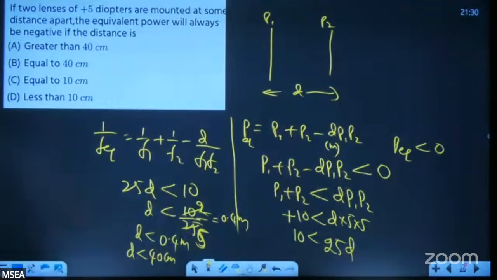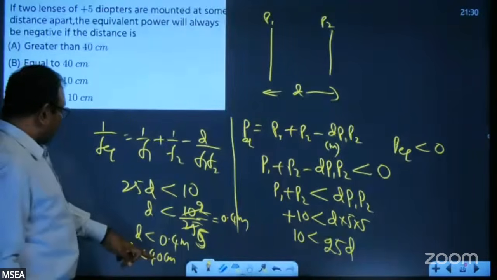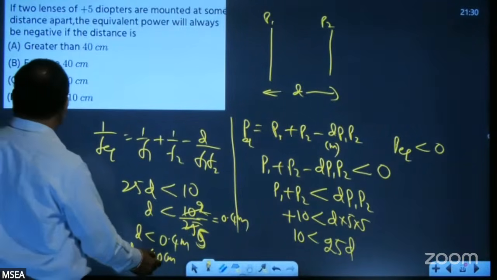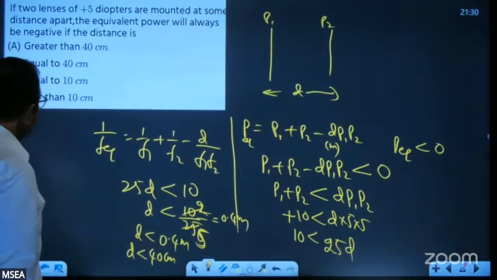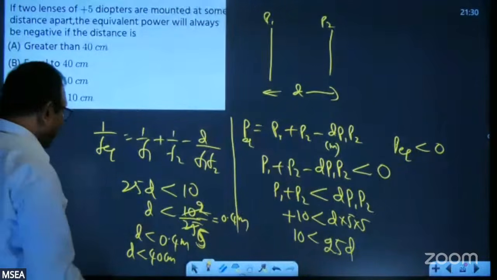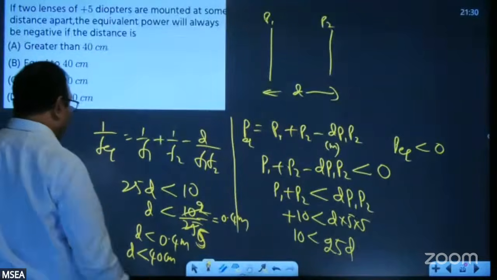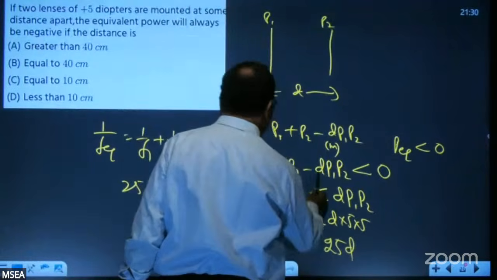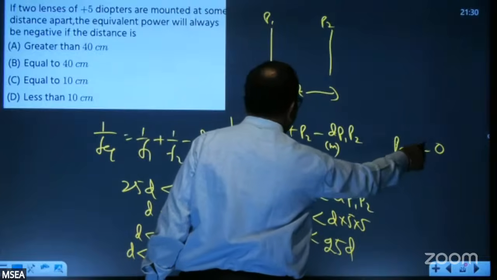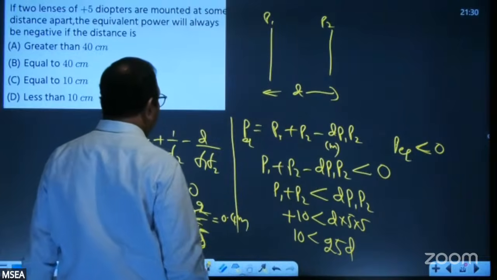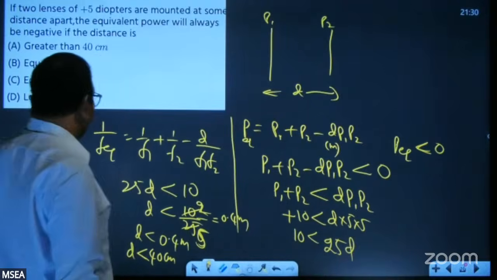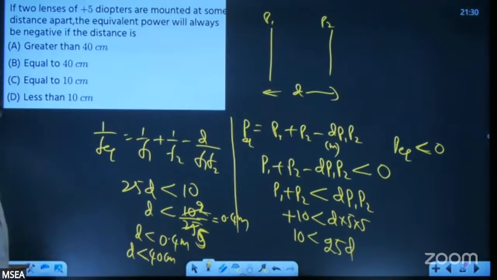Therefore, D should be greater than... so this one is the distance, less than 40. So what is being asked here? This should be negative. So D should be negative. If this D is to be negative, then this equivalent, D over P1 P2, should be less than 0. As it is less than 0, D should be 40 centimeters. Okay, right.